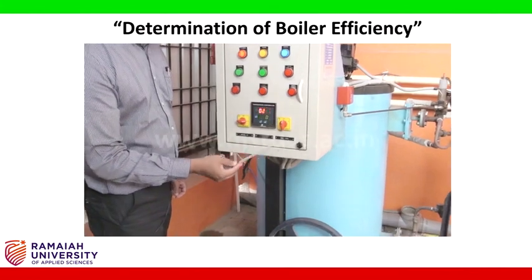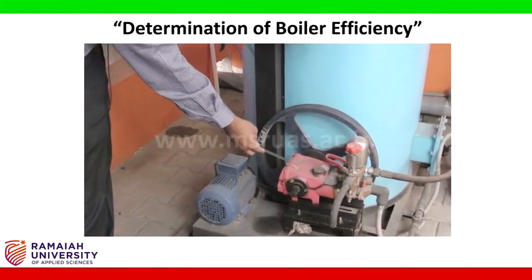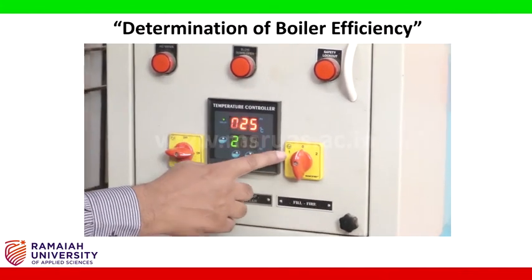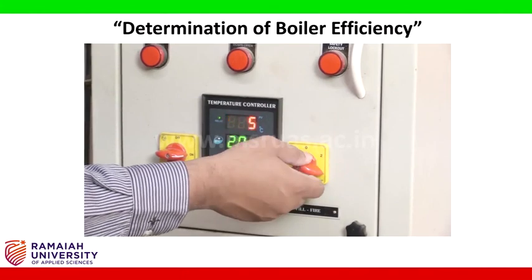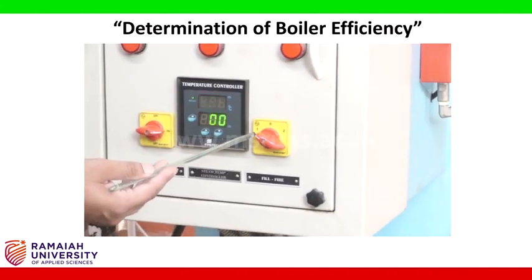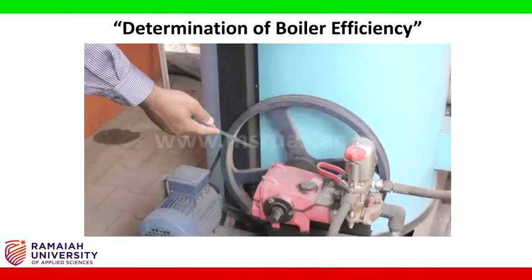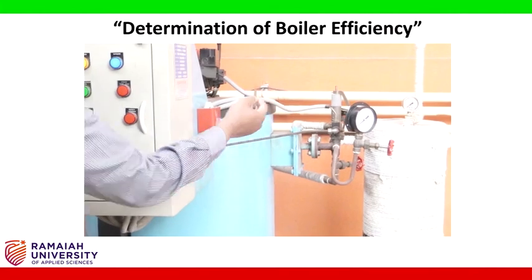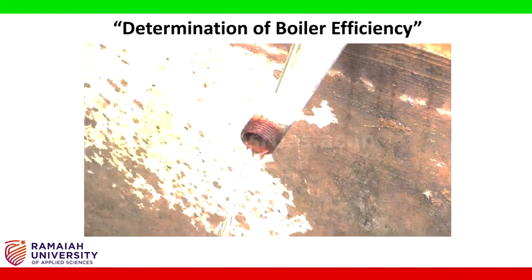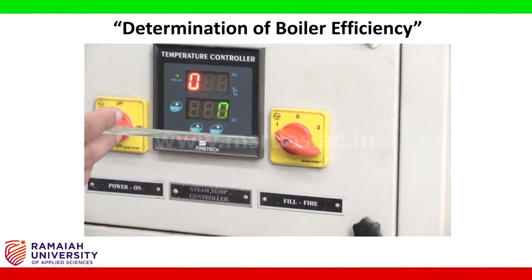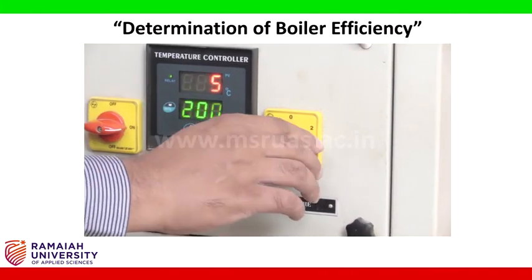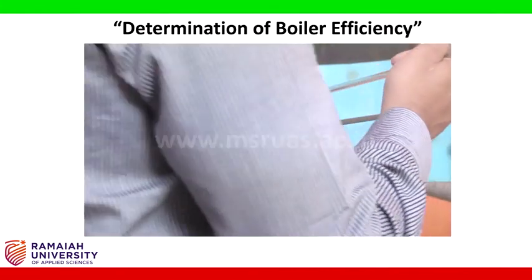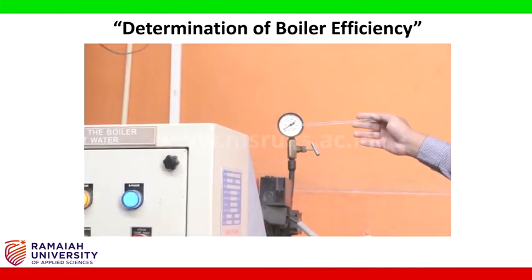Using this switch, we can turn on the positive displacement pump, which pumps water to the boiler. So initially we are going to turn it on to the 1 position. When the switch is in 1 position, the positive displacement pump pumps water to the boiler, and from the boiler water overflows and goes to the tank. When water overflows, we can put this switch to the 2 position, and this switches on the burner.